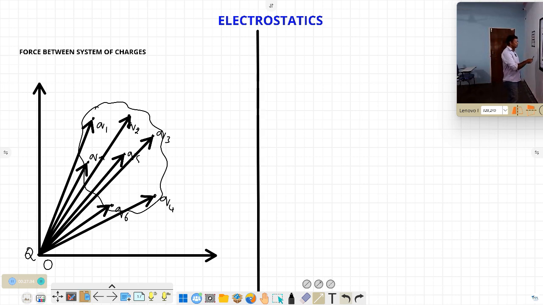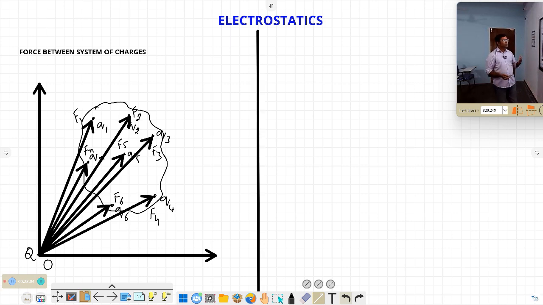Now capital Q and Q1 interact with each other. There is a force of repulsion along the arrow mark direction. The force between them, on the first charge, I can write as F1, on the second charge as F2, on the third charge F3, then F4, F5, F6, and the last one, since we have taken n charges, as Fn.